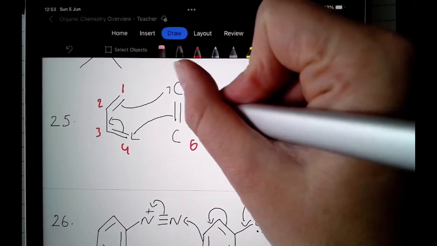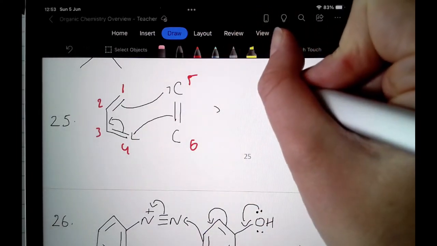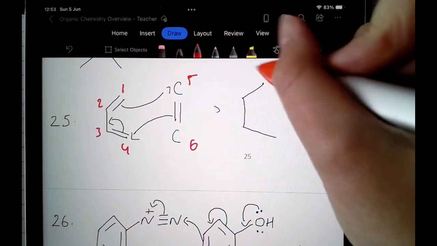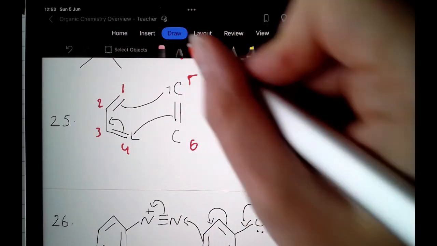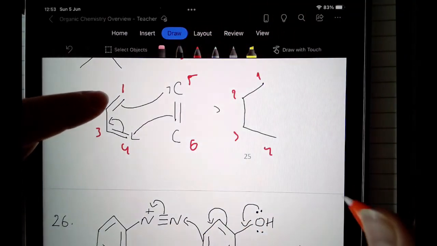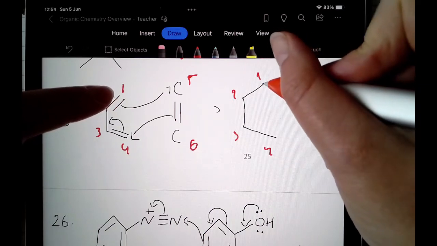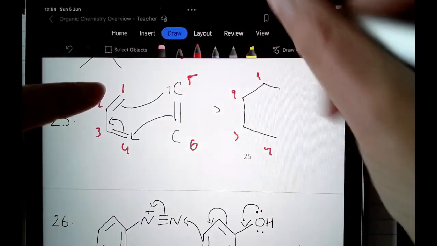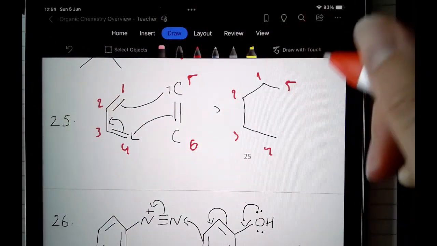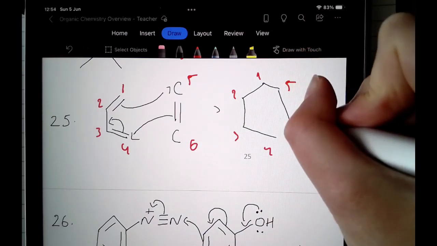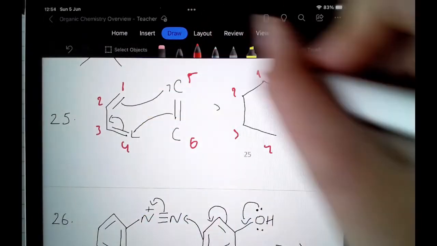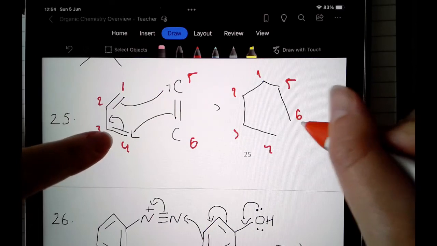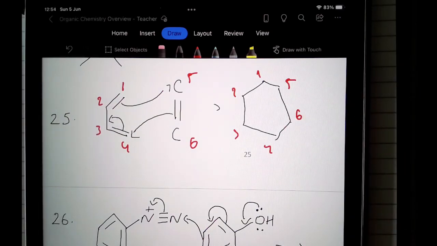Right, so I'm going to just finish off this last one. I've got carbon 1 bonded to carbon 2, bonded to carbon 3, bonded to carbon 4. And I can see that the electrons between carbon 1 and 2 are now being used to form a bond between carbon 1 and carbon 5. Carbon 5 is joined to carbon 6. And then carbon 6 is using the electrons that were in that double bond to form a new bond with carbon 4. So I end up forming a ring.